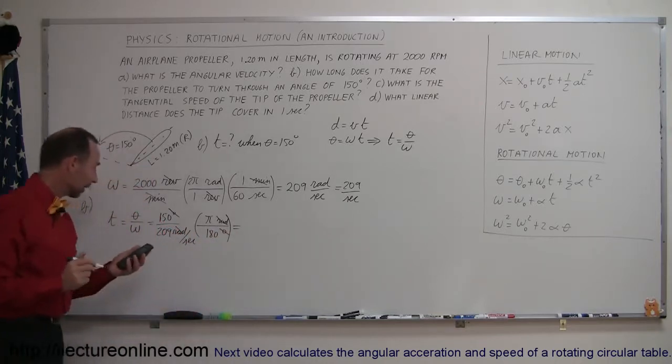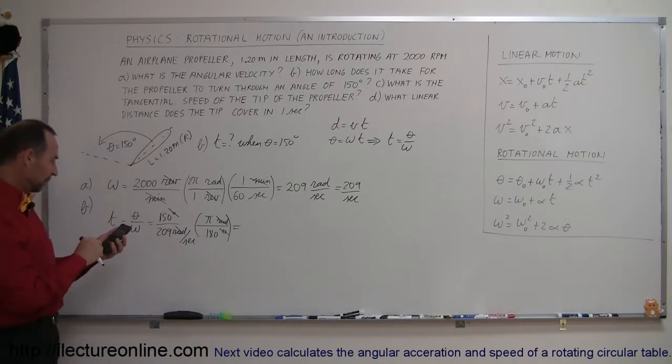So now we can calculate what that is equal to. So we have 150 divided by that, so let's say the inverse of my answer, times 150 times pi divided by 180.